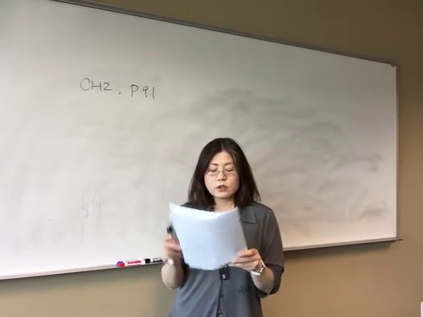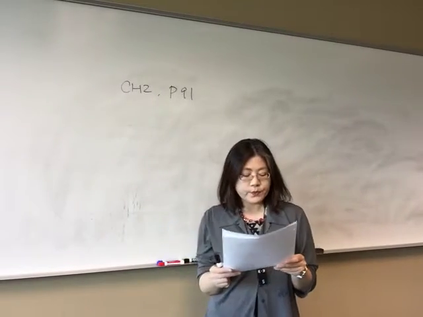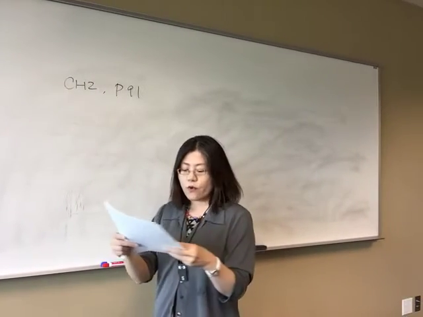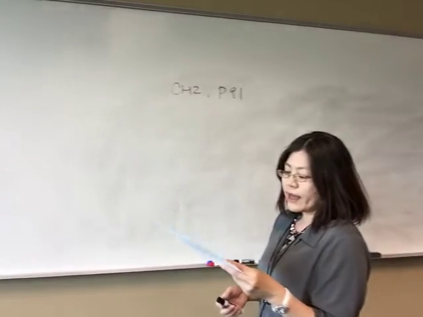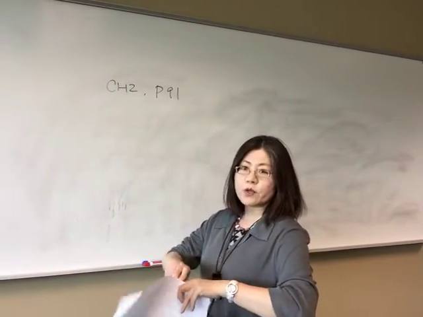Okay, moving on to problem 91 from chapter 2. A rock is dropped from a 100-meter high cliff. How long does it take to fall the first 50 meters and the second 50 meters?